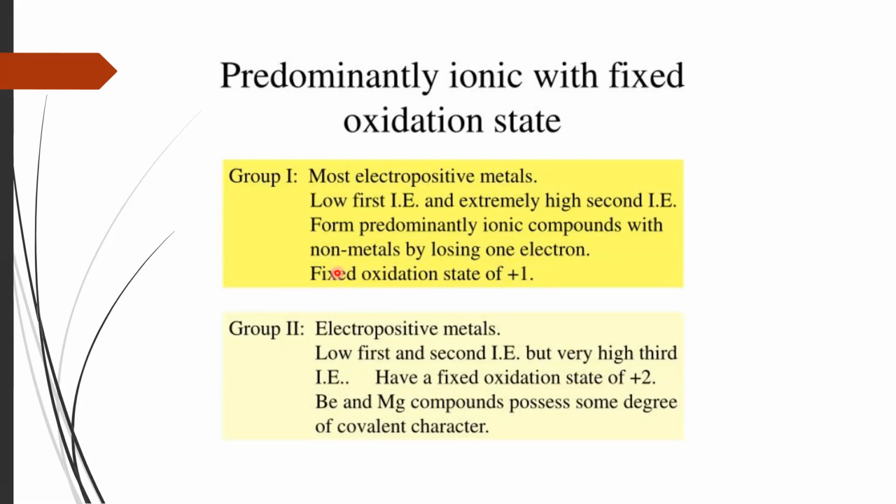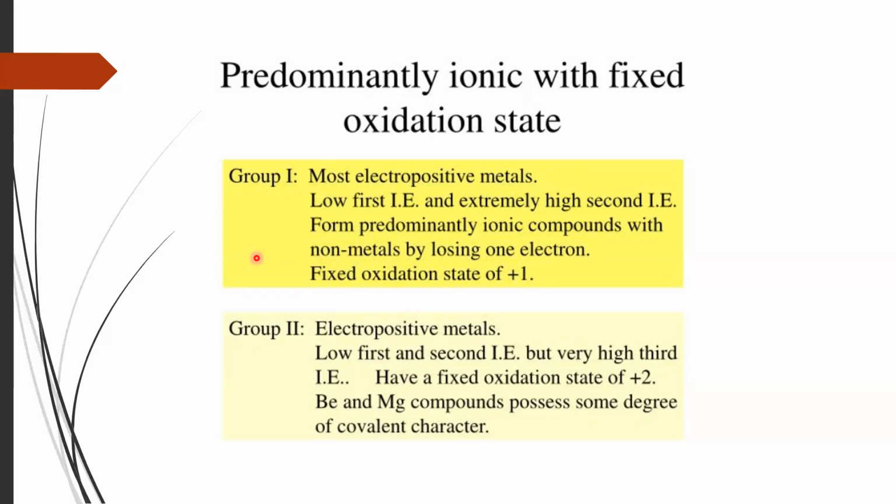Now, after removal of one electron, sodium becomes Na plus ion, which contains 2,8 electrons. As you can see here, it contains 2,8 electrons. That means it has a completely filled outer orbital, which is the octet configuration, or we can say noble gas configuration. Therefore, the second ionization energy is extremely high. And group 1 elements have a fixed oxidation state of +1.